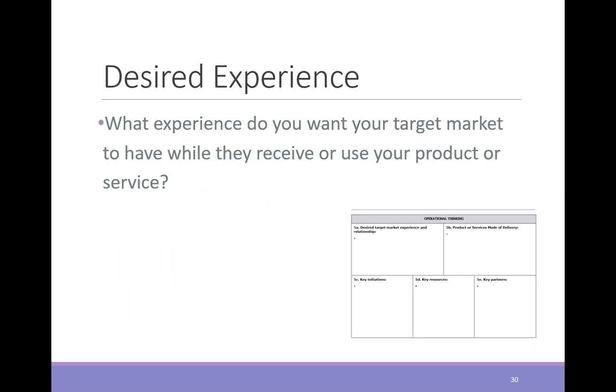A question to consider that will help you build or create a service that will be valued by your target market includes understanding what experience you want your members to have while they're receiving or using your service. Look to your pains and gains for clues and to better understand what your target market wants and expects when using your service. Some examples of desired experience include interactivity, easy to access, or personalized.